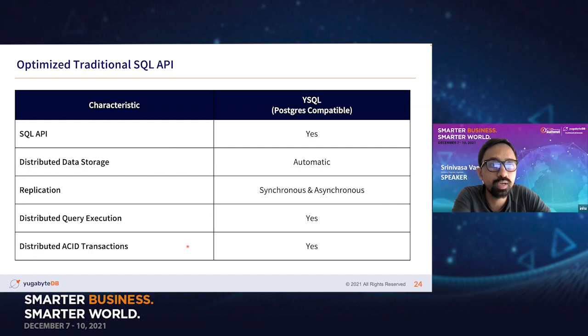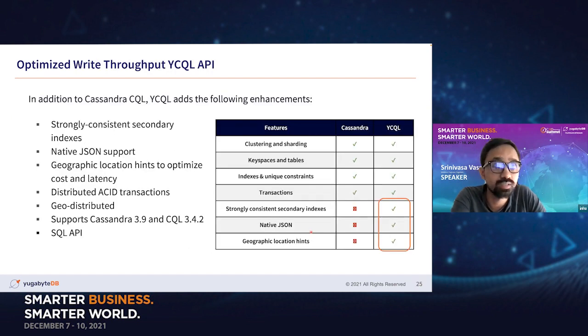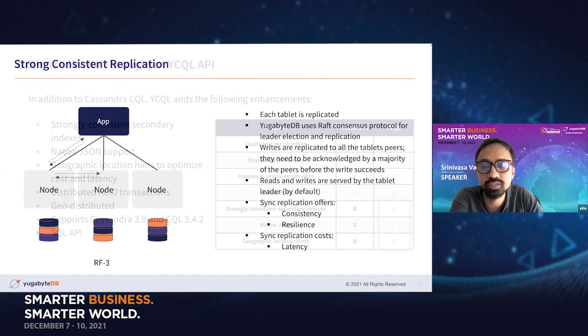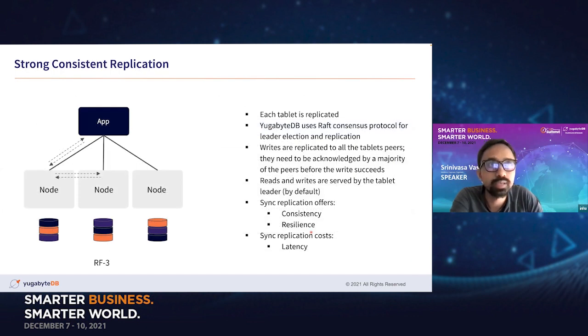As I said before, YugabyteDB supports distributed query processing. Since we run stateless Postgres in every node in the cluster, every node can serve read and write traffic, and it supports distributed consistent ACID transactions as well. What we have built on top of YSQL has its roots in Cassandra, so it supports all the capabilities of Cassandra plus a few other things, in the form of strongly consistent secondary indexes, native JSON support, and similar features as well.